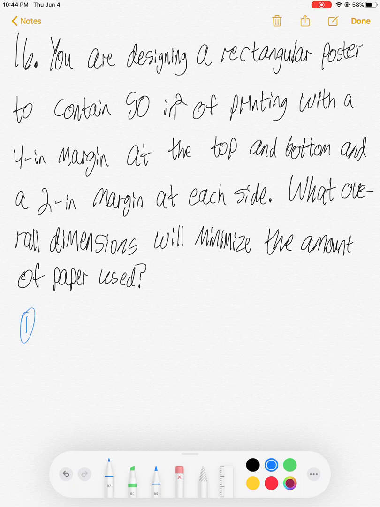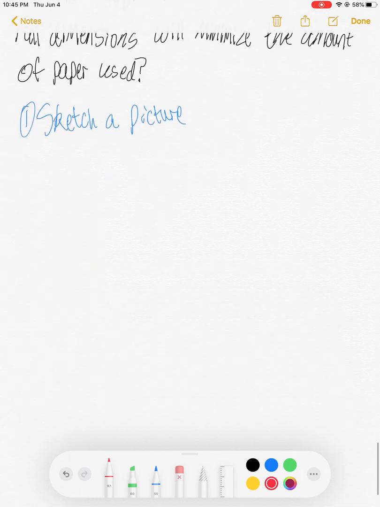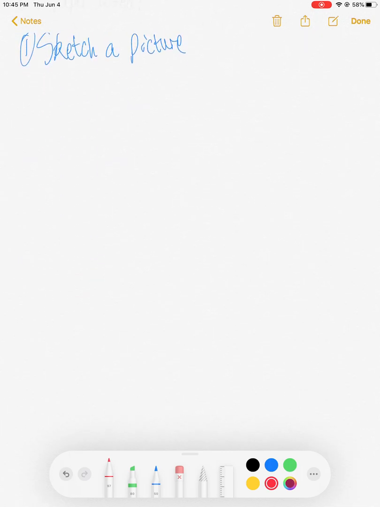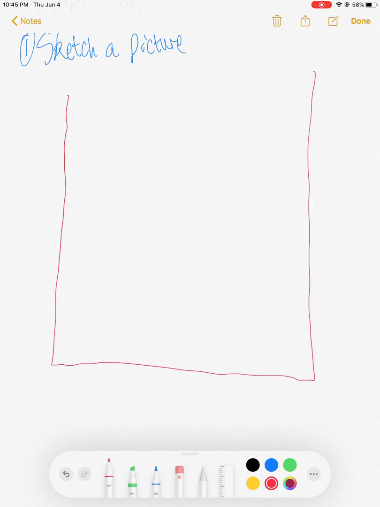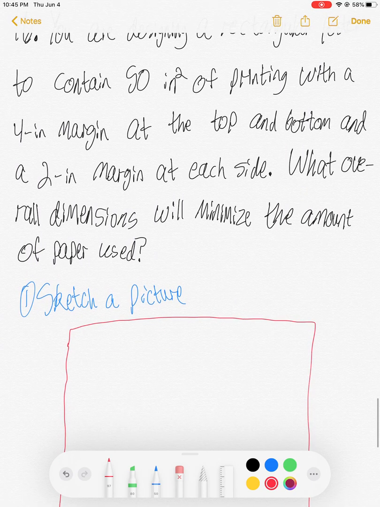Okay, we are designing a rectangular poster to contain 50 inches squared of printing with a 4-inch margin at the top and bottom and a 2-inch margin at each side. What overall dimensions will minimize the amount of paper used? So the first thing that you're always going to want to do in these kinds of problems is sketch a picture. So many words here, so much going on. Let's actually jot it down so we can look at it.